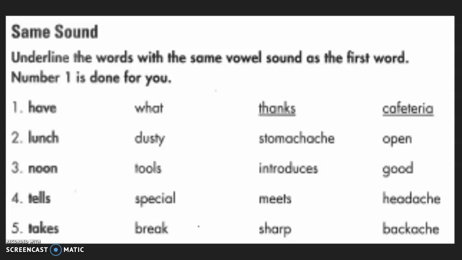Number 2, lunch. We're listening for the sound of the U. Dusty, stomachache, open. The 2 words that have the same sound are dusty and stomachache. Even though the word stomachache is written with an O, it has the same sound. Number 3, noon. The next words are tools, introduces, good. Which 2 words have the same oo sound as noon? Tools and good.